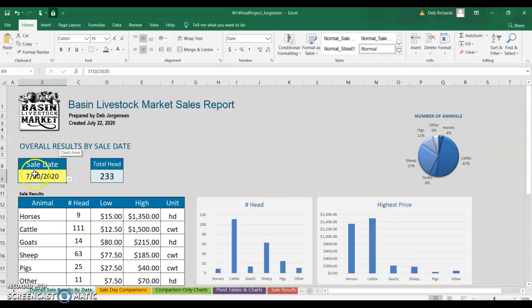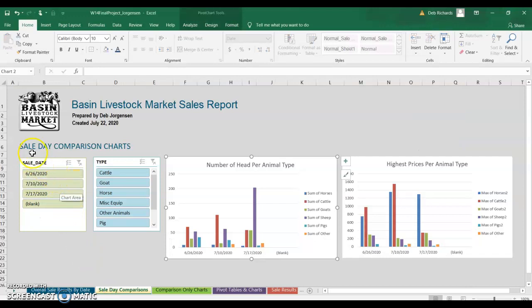So all right, that's the first screen. It just gives you an overall result of the sale day. The second dashboard will give you the option to view different things with a slicer. Sometimes it's fun to compare sale days with other days. So you can see right here, if we keep all the filters on, you can see all of the animals together compared to other sale days. So here we have the 26th compared to the 10th. We have sales once a week. And then this would be compared to our last sale on the 17th.